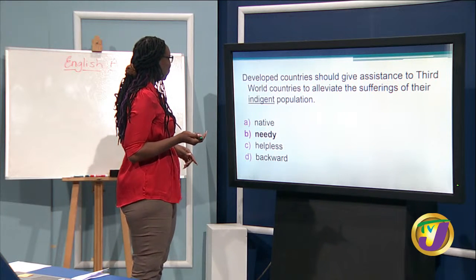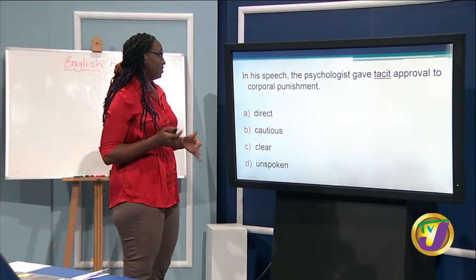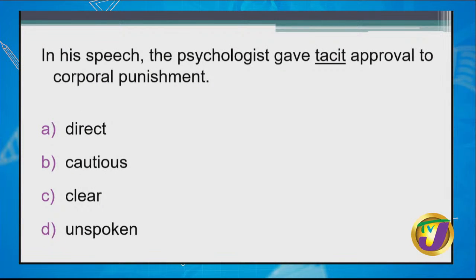Next sentence. In his speech, the psychologist gave tacit approval to corporal punishment. Tacit. Have we ever heard that one before? When we heard it, did we pay attention to it? Tacit approval. Now, this is possibly one of those situations where you just have to know the word, because there isn't much in the sentence that really gives you an idea of what it could mean. So you have these options: direct, cautious, clear, and unspoken.